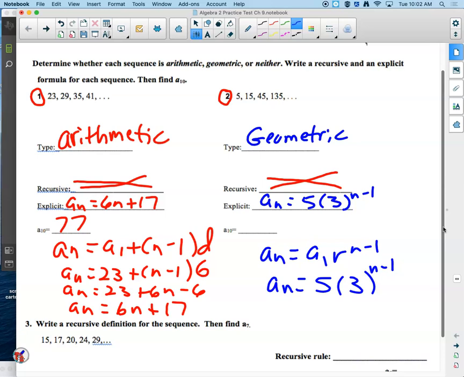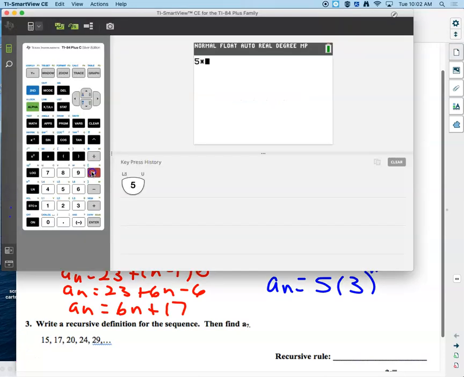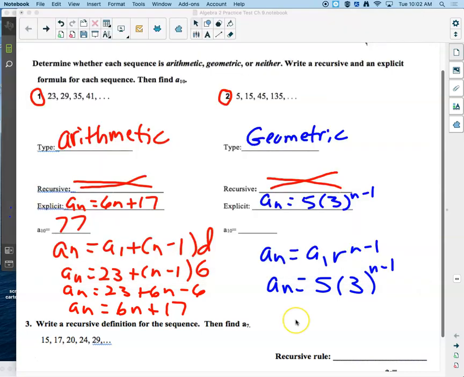What do we do about that 10? A sub 10. Yeah, again, plug it in. And this one, you'd probably want a calculator unless you have 3 to the 9th memorized in your head. Because we're going to put the 10 in here. 10 minus 1 is 9, so 5 times 3 to the 9th. Oops, got to put this down. 98,415.